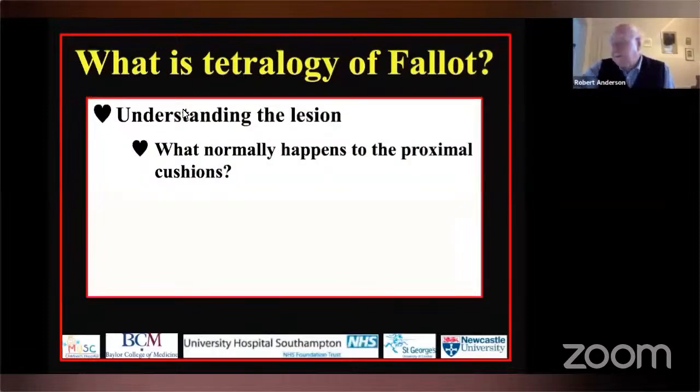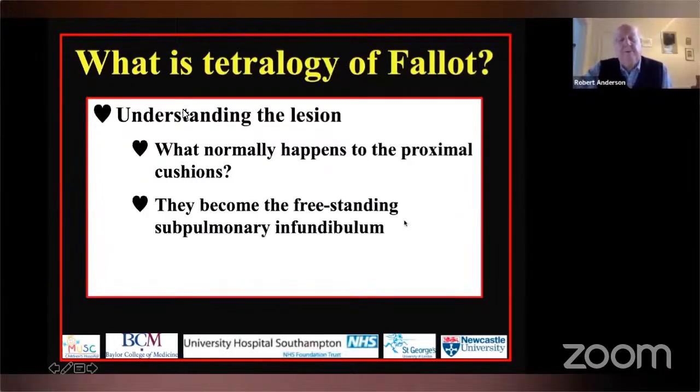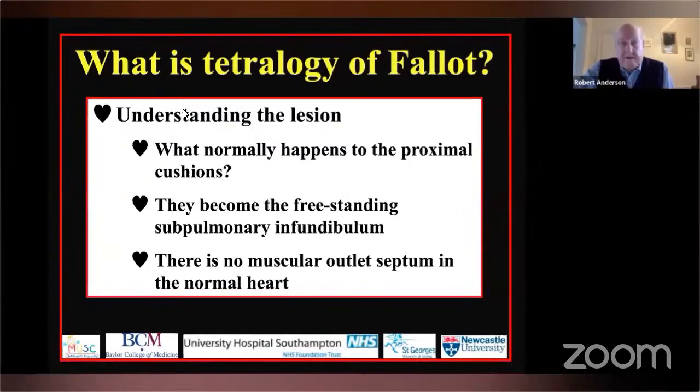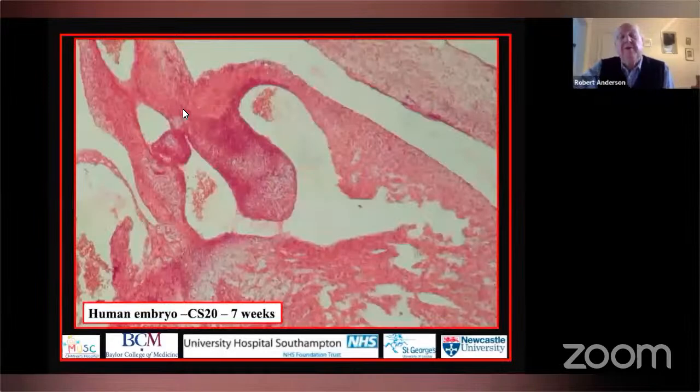So that is not what normally happens, because in the normal situation, those proximal outflow cushions become the freestanding subpulmonary infundibulum. And that tells us that in the normal heart, there is no muscular outlet septum, just as I showed you just a moment ago in the setting of tetralogy of Fallot. So what happens in the normal situation? Well, we can see exactly what happens now.